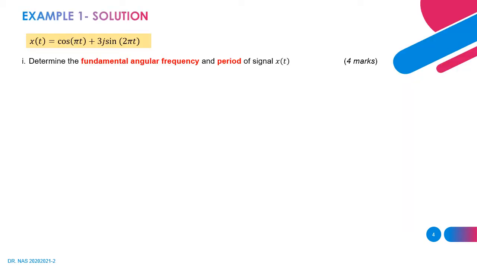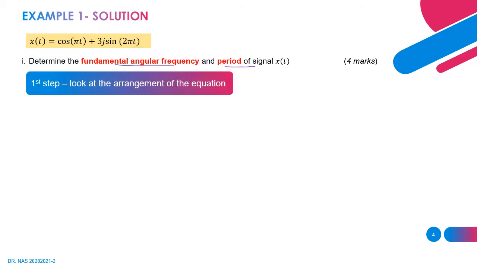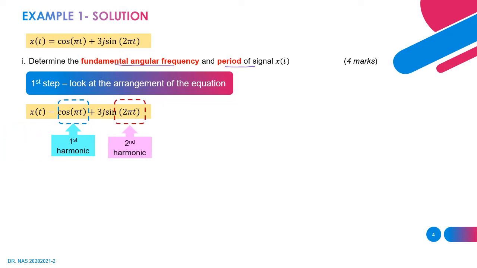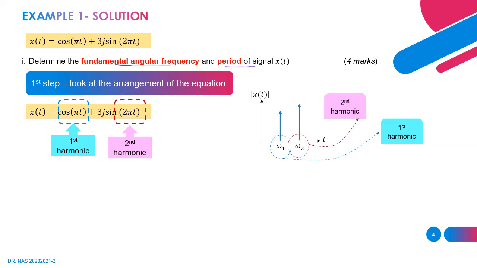Okay, the first question asks you to get the fundamental angular frequency and also the period of the signal. So to start with, you need to look at the arrangement of the equation. Usually the first component will give you the first harmonic, followed by second harmonic, and etc. If you have third harmonic, fourth harmonic, and so on. The same goes for when you have a graph, a single-sided spectrum for a trigonometric equation. So the first signal represents the first harmonic, and the second one represents the second harmonic.